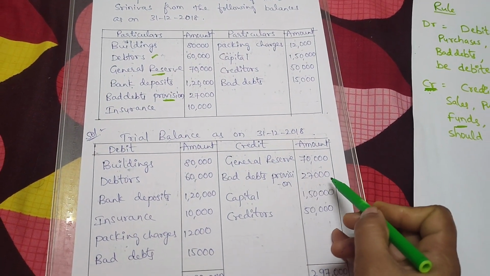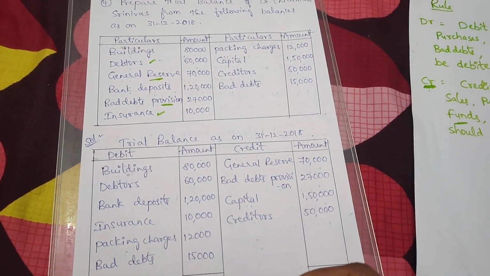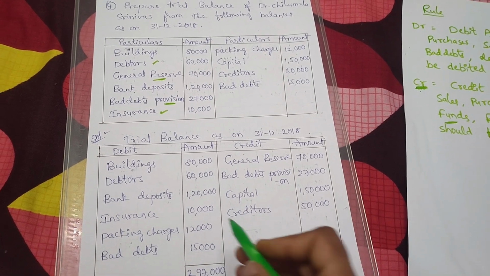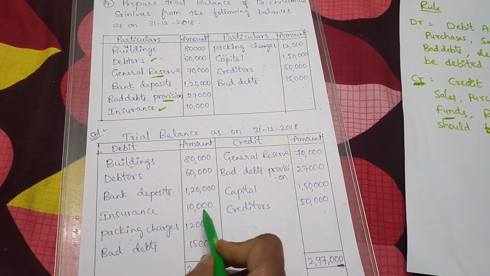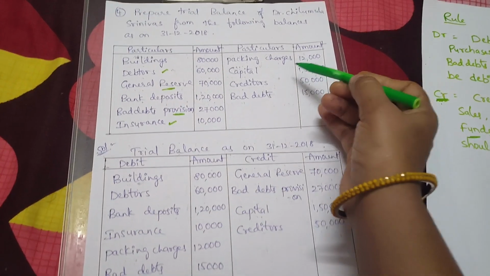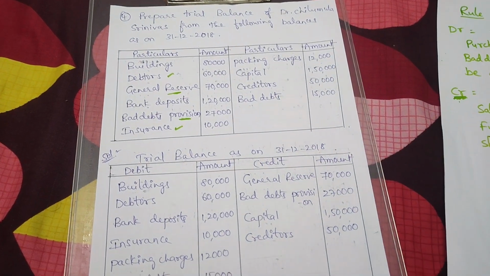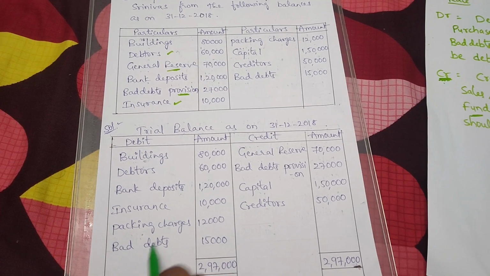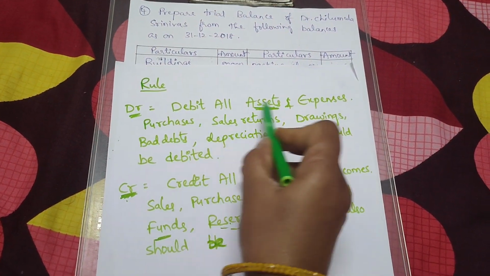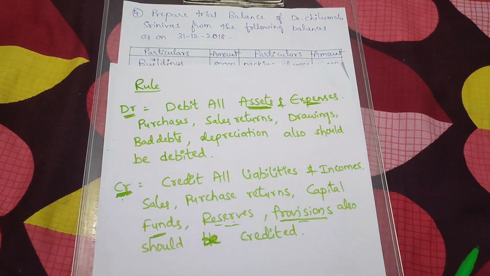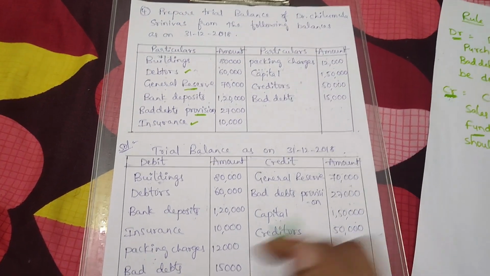Okay, 27,000. Insurance. Insurance is expenditure. Insurance is expenses. So all expenses we should record under debit only. That is why insurance 10,000 is recorded under debit. Next, packing charges. Charges always are expenses for the business. So all expenses we debit. You see, I mentioned in the rule, debit all assets and expenses. So packing charges also are expenditure. That is why I am recording under debit.